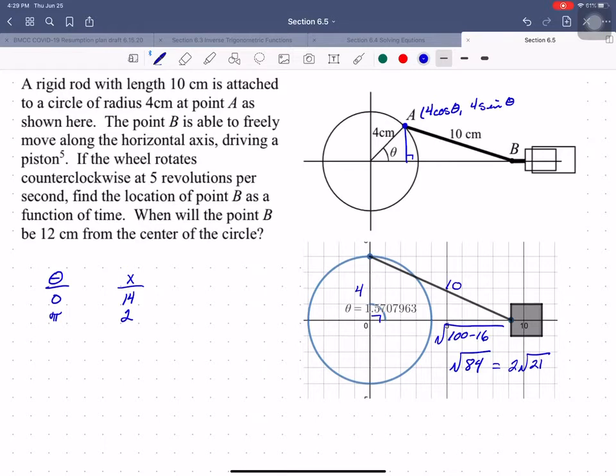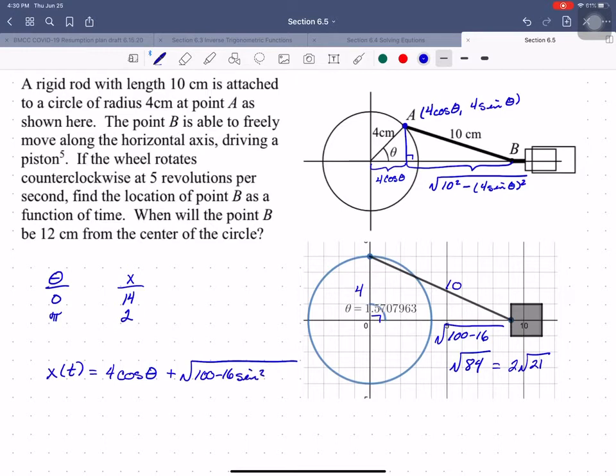So I could almost get it, because this distance here is 4 cosine theta. If I can just get that distance, then I'm in good shape. Well, I can do that, because this is the square root of 10 squared minus the y-coordinate squared, which is 4 sine theta squared. So my x-coordinate as a function of time is 4 cosine theta plus the square root of 100 minus 16 sine squared theta.